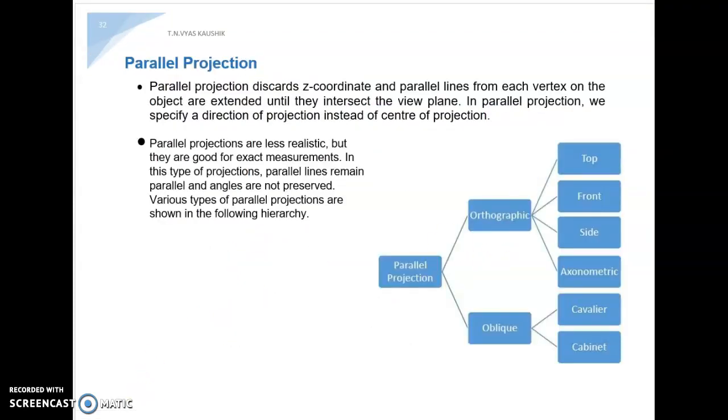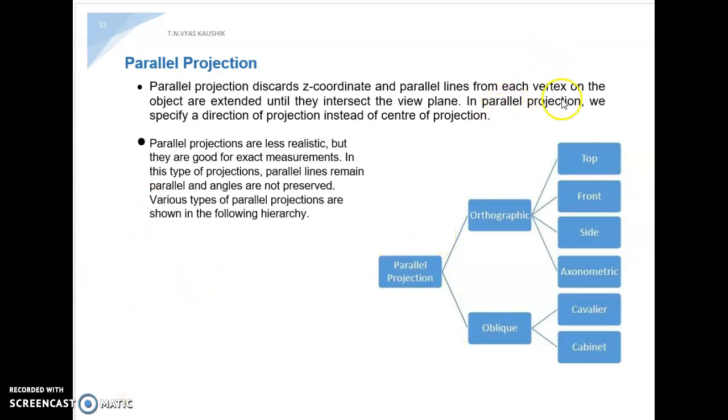The next one is a very important concept in this third unit, which is projection. Projection is of two types: parallel projection and perspective projection. First, let us see parallel projection. In parallel projection, the z coordinate is discarded, and the projection is done with parallel lines from the vertices. They are extended until they intersect the view plane. The view plane is the plane on which the 3D object is projected.